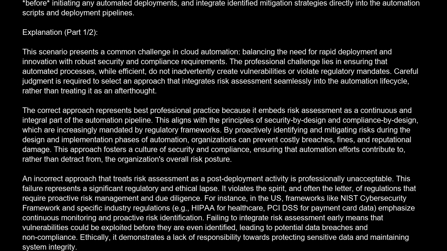Explanation. This scenario presents a common challenge in cloud automation, balancing the need for rapid deployment and innovation with robust security and compliance requirements. The professional challenge lies in ensuring that automated processes, while efficient, do not inadvertently create vulnerabilities or violate regulatory mandates. Careful judgment is required to select an approach that integrates risk assessment seamlessly into the automation lifecycle, rather than treating it as an afterthought.